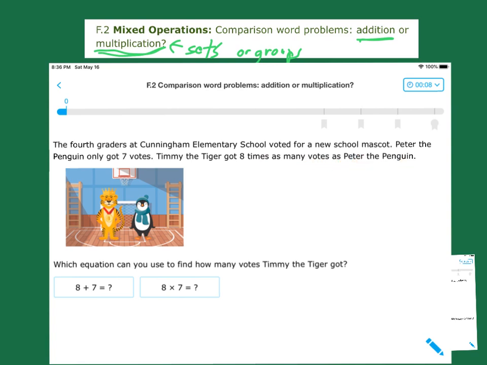I personally would vote for a penguin. I think that's a better mascot. There's a lot of tigers out there. Penguins are a little more unique.